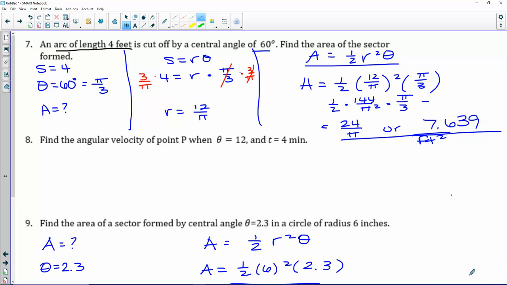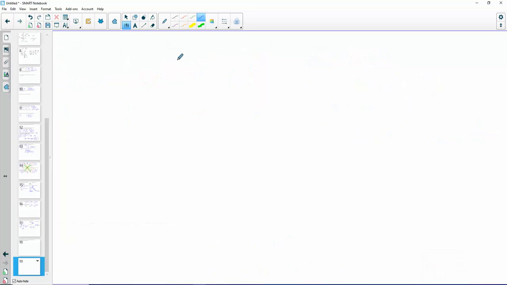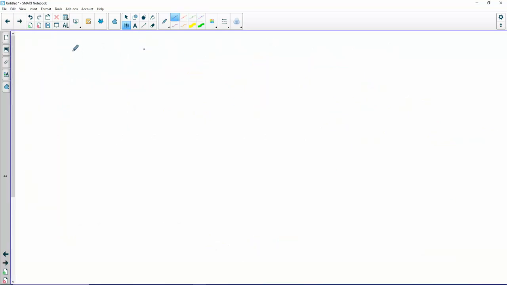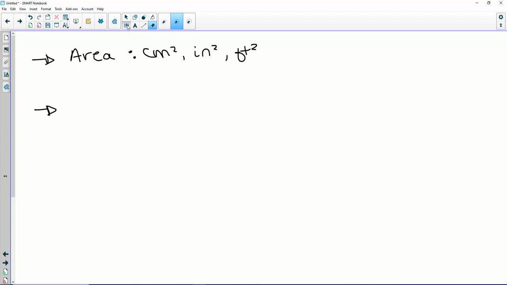Number 8 should be 3 radians per minute. Trying to identify your variables based off the units. Area is always squared. So it'll be like square centimeters, square inches, square feet, etc. It's the only one that's squared. Radius and arc length, so I'm just going to say r and S. Those are just a linear measure. So centimeters, inches, feet, miles, whatever.